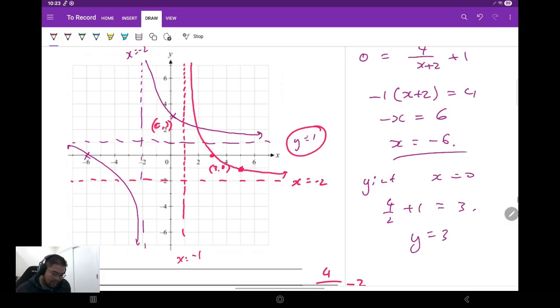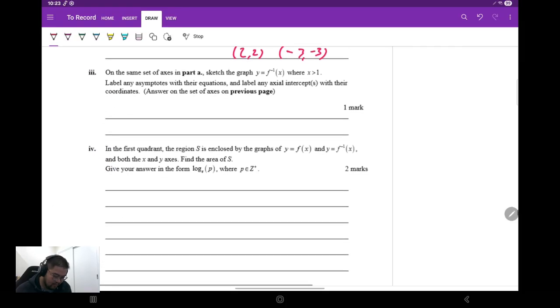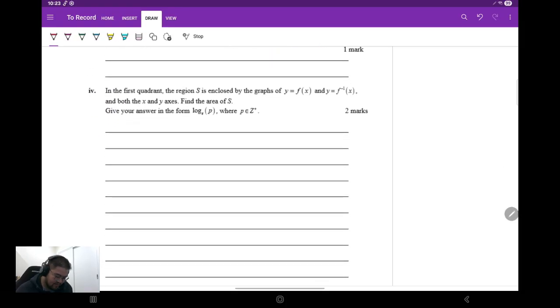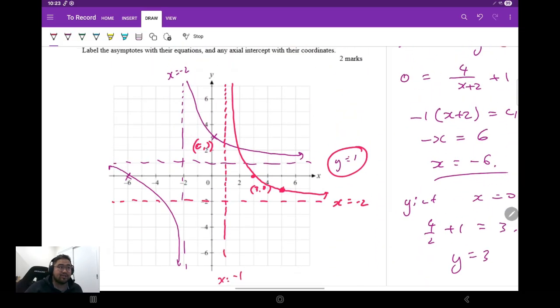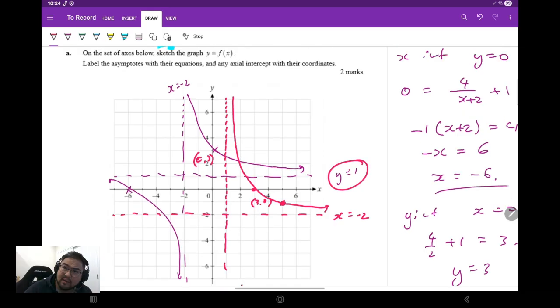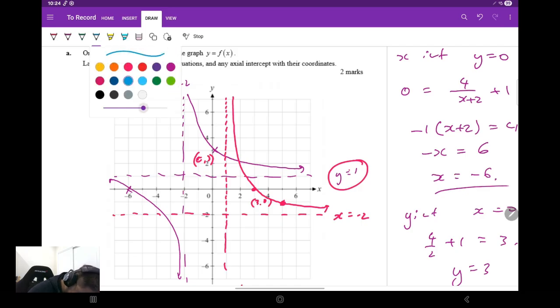All right, looking at the next graph, it says in the first quadrant, S is enclosed by this graph and both the x and y axis. Find the area of S. Ooh. So what area are we actually asked to find in this question? So if we go to our graph and we draw a line here, I'm going to make this a little bit thicker.